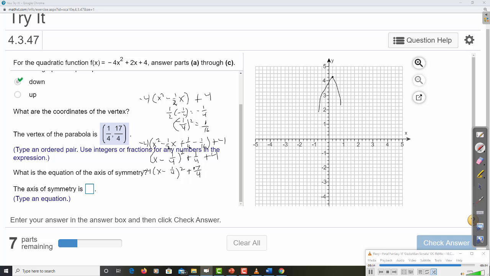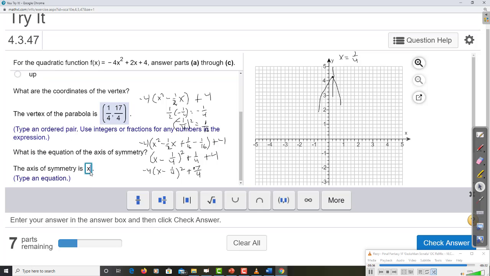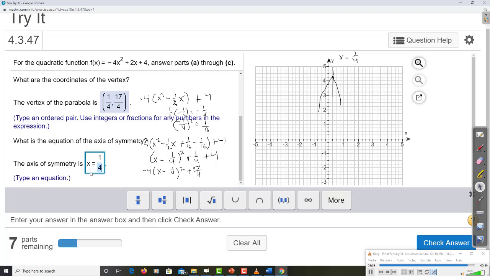The axis of symmetry, remember, is this line. So you can tell what it would be just looking at the graph, but it's always just going to be x equals, because that's the equation of a vertical line, whatever you get from the x-coordinate of the vertex. So this is x equals 1/4. And it is important in this, do not type 1/4. Type an equation. X equals 1/4.